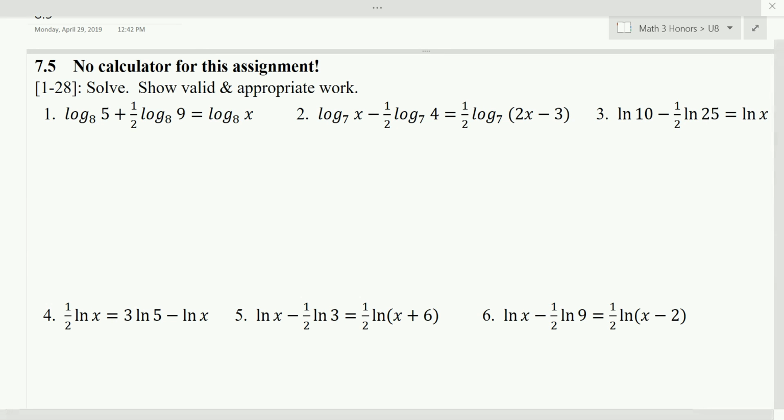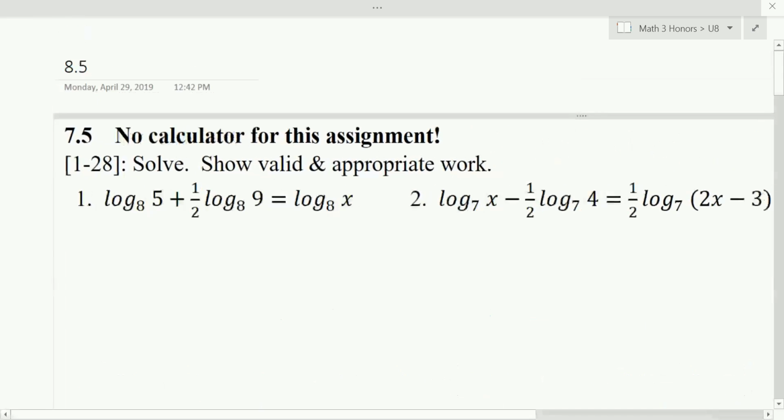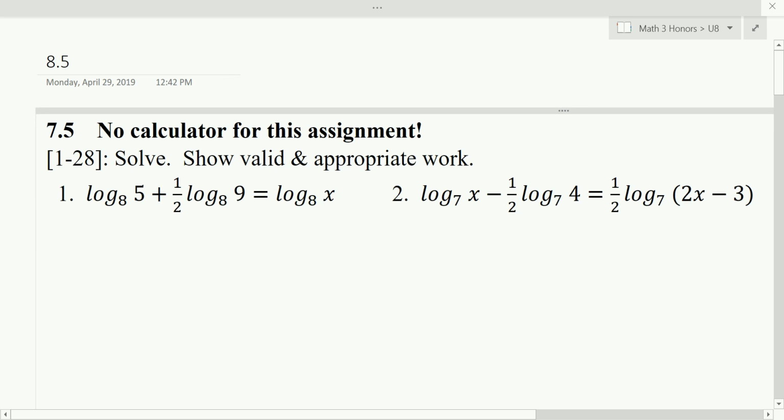Now, we solved before with logs, and what we found is if you have a log on the left side and a log on the right side, you can get rid of them and set the arguments equal to each other. Now, that only works if there's one log on each side. So what you cannot do, like on number 1, I can't say, oh, I have a log 8 here, log 8 here, and log 8 here, and just get rid of all the log 8s. You'd be wrong. Can't do that. So the first goal is to make each side have only one log.